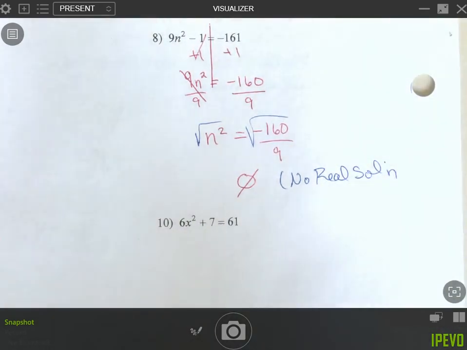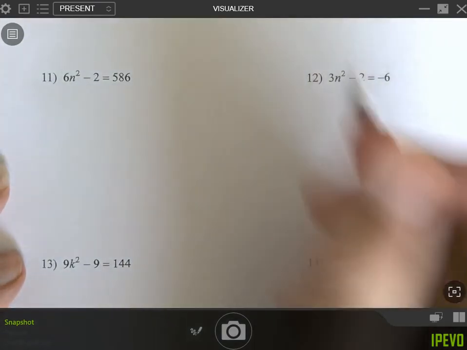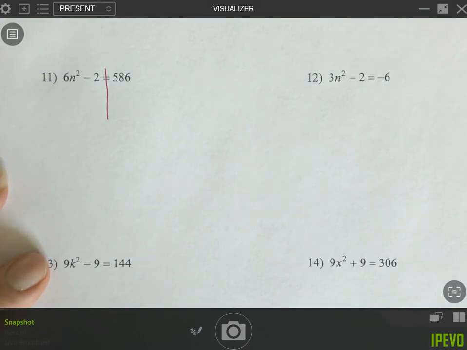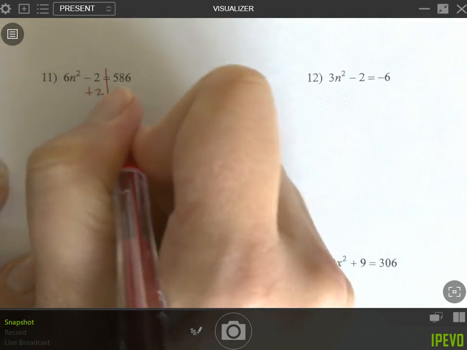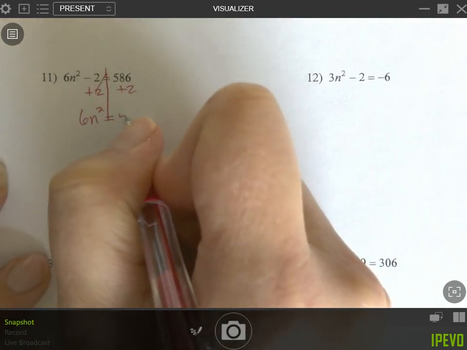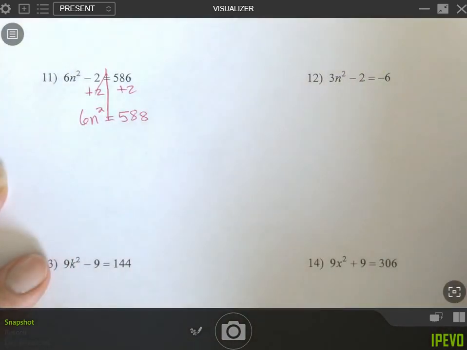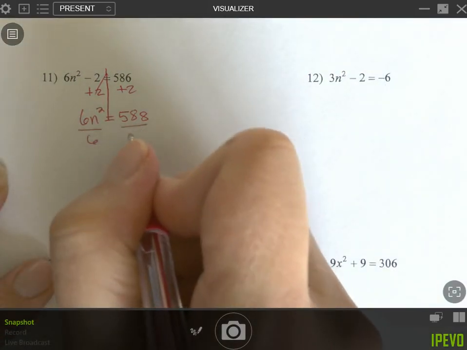All right, let's do one more. Let's do number either 9 or 11, your choice. 11? Okay, first things first, we have lots of things to get rid of. The 6, the power 2, and the minus 2. What's first? So we're going to do what to get rid of that minus 2? Add 2. So I have 6n squared equals 588. And then what do I need to do? Divide by 6. You're isolating that square first.